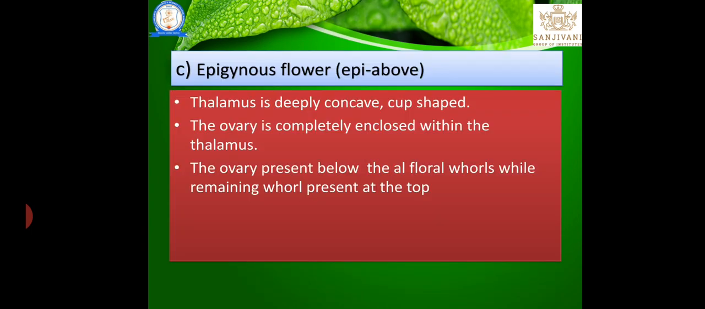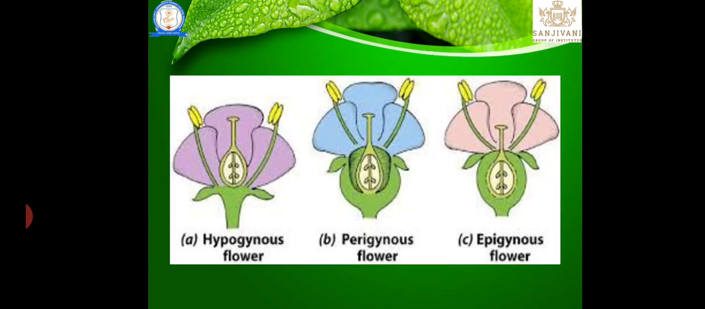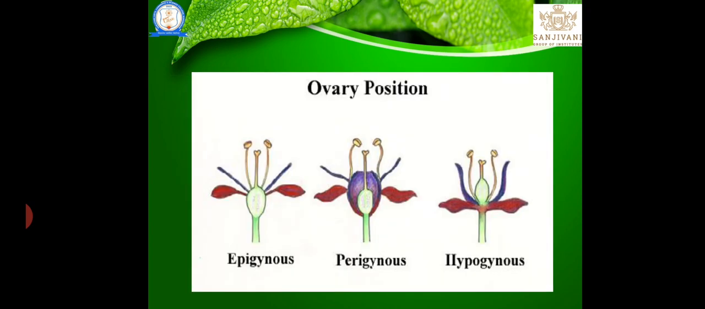And epigynous. Epi means above. The thalamus is deeply concave, cup shaped. The ovary is completely enclosed within the thalamus, and the ovary is present below all the floral whorls. In the figure we can see, in the first figure, hypogynous: the ovary is present on the upper side of all floral whorls. In perigynous, the ovary is surrounded by the floral whorls. And in epigynous, the ovary is present at the base and all floral whorls are present at the apex. That is known as epigynous.